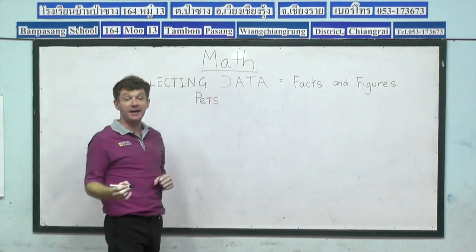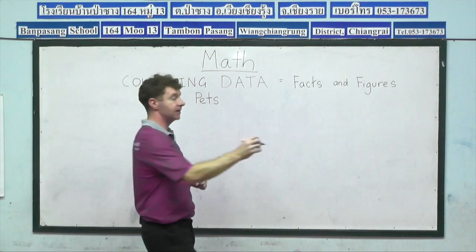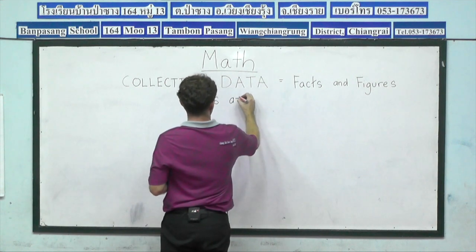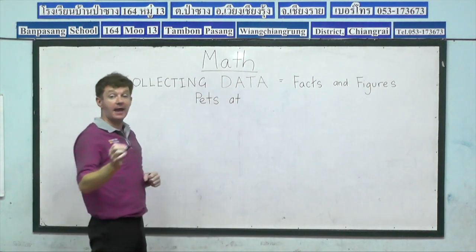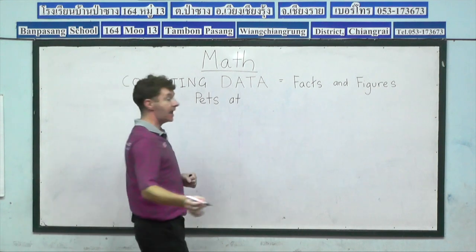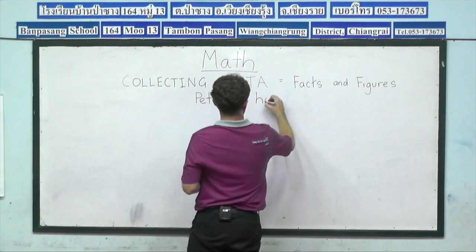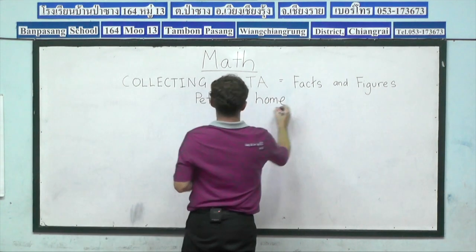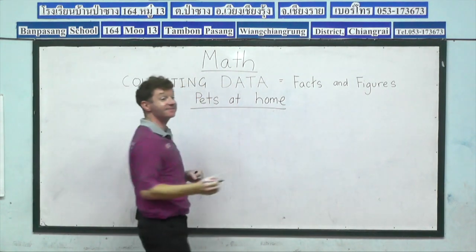P-E-T-S. Pets at... And how do we spell home? H-O-M-E. Okay. All together, pets at home.